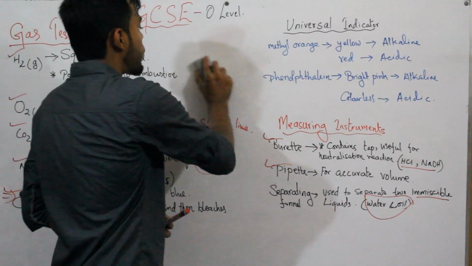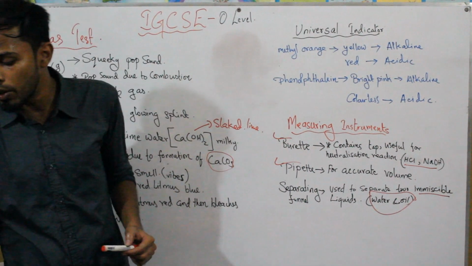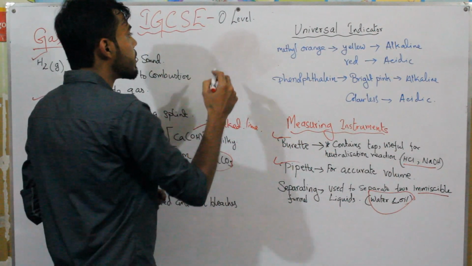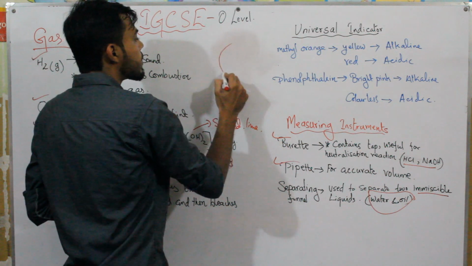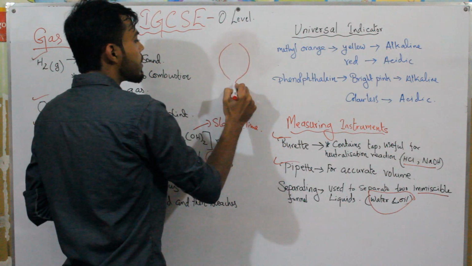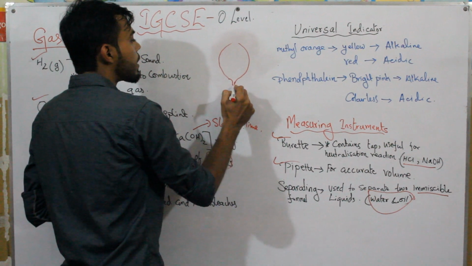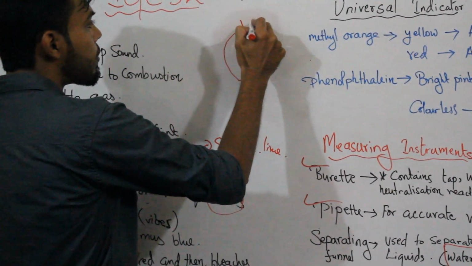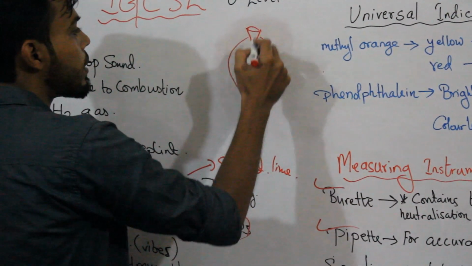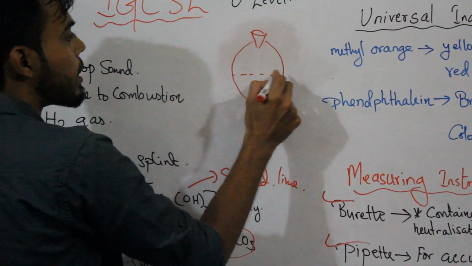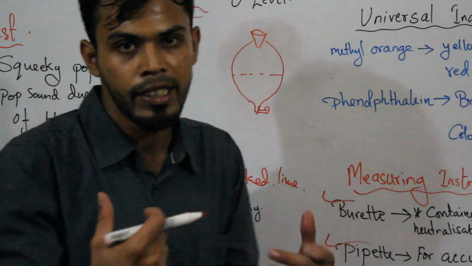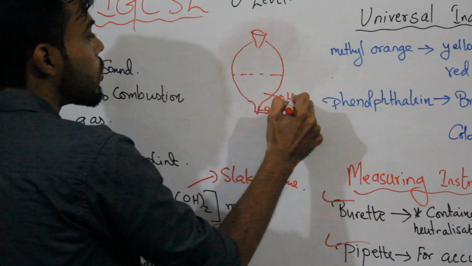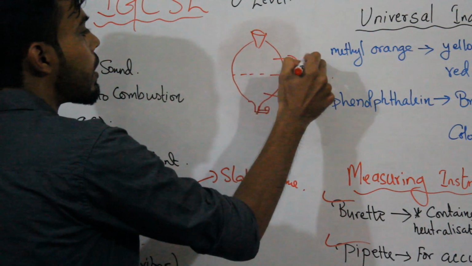Let me see if I can draw it. What is the name of the apparatus? Okay, so you can see it's like this. Here there is a tap. Okay, here there is a funnel, and through this funnel you pour the liquid. So suppose let's go for the water and oil example. Water will be here, it's H2O, and here it's oil.